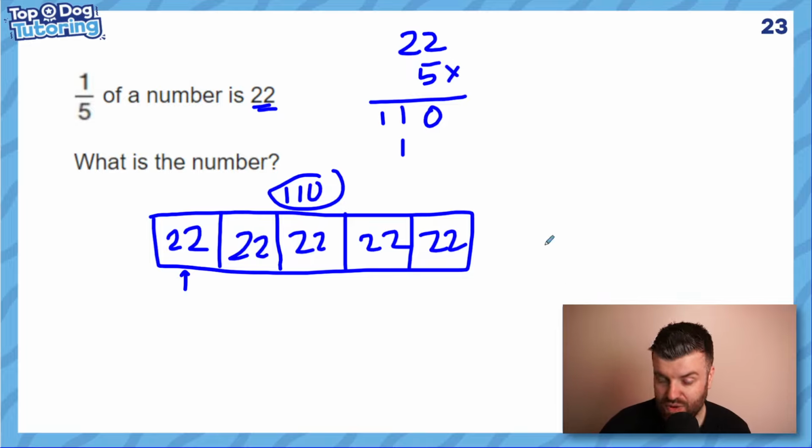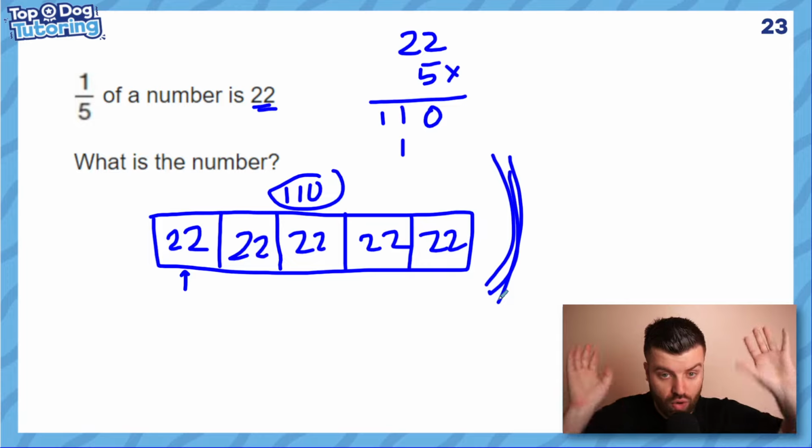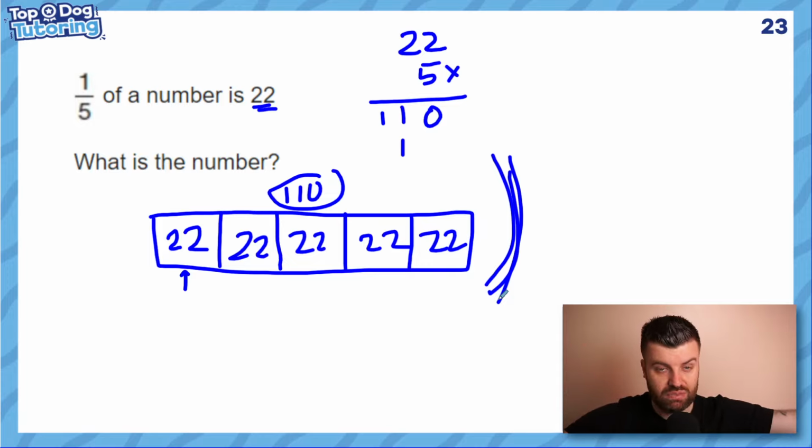You have to read the question carefully. This is why on a problem-solving paper for the SATs, I say draw all over it. You're allowed to draw on the question paper as much as you want. Do all your working out. Draw bars, draw methods. It's going to help you guys, I promise.